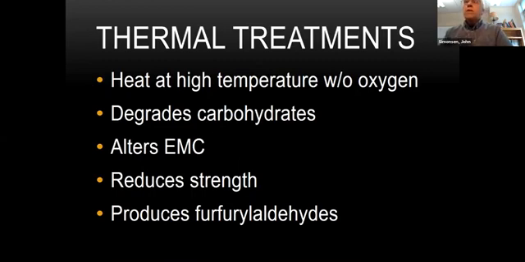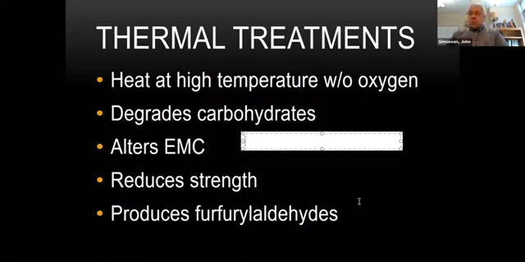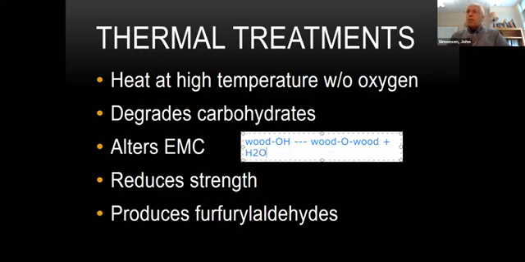And let me see if I can do this. So wood has hydroxyl groups. And when you heat it, I'm just going to do this for an arrow, then what can happen is you get this. Okay, so you see what's happening here.